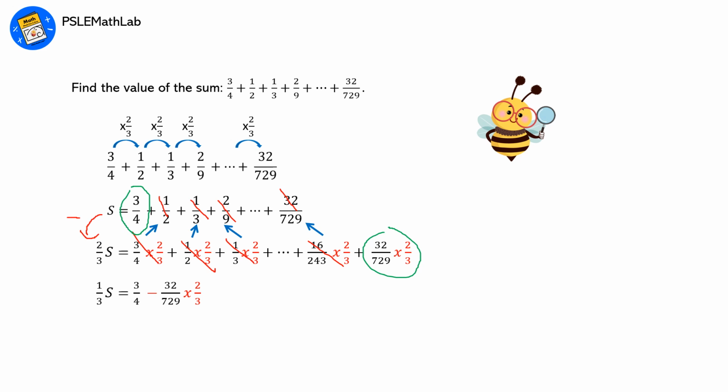And we are multiplying 3 on both sides. So S equals 3/4 times 3 minus 32 divided by 729 times the common ratio times 3. And then here we cancel.